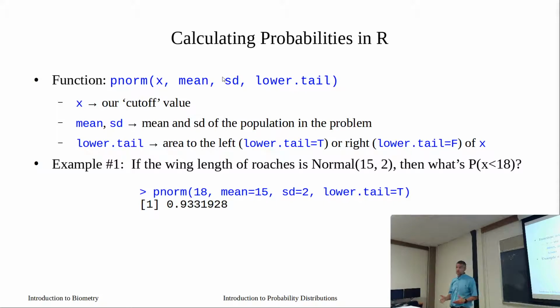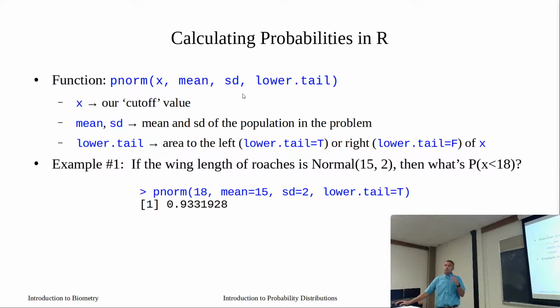It assumes a 0-1. So we could go through and manually calculate the Z ourselves. I'd say, why do it? Why bother? R has the cheat right here. We just say mean equals whatever the mean is, SD equals whatever the SD equals, and let R handle it.